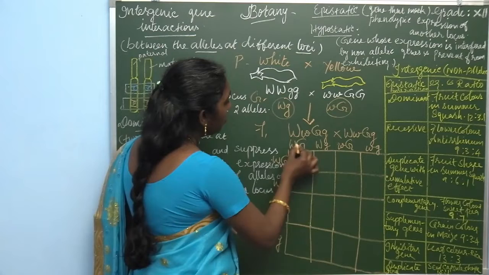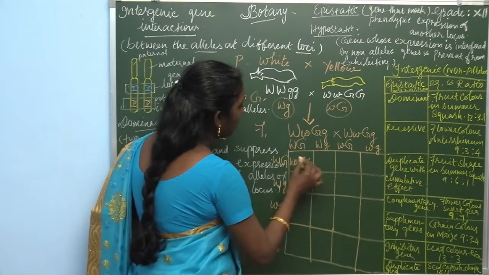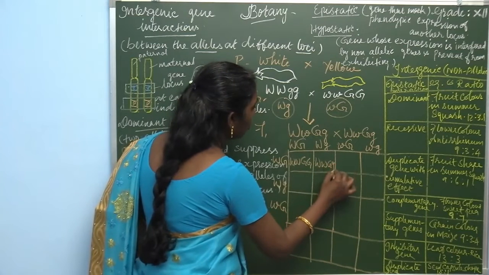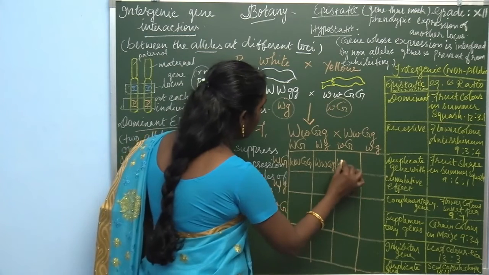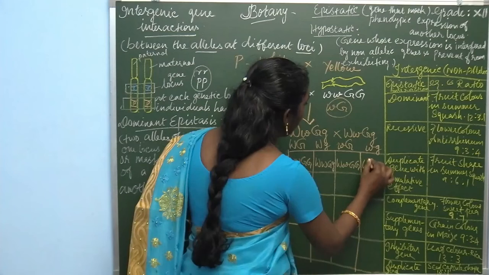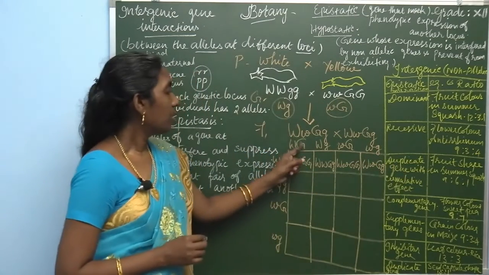So, just write it: capital W, capital W, capital G, capital G. Here capital W, capital W, capital G, small g. Here capital W, small w, capital G, capital G; capital W, small w, capital G, small g. Then this and this.